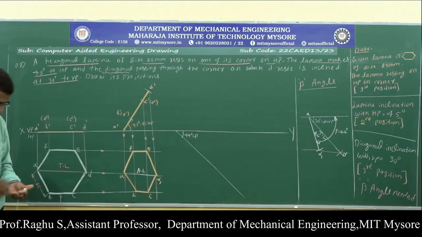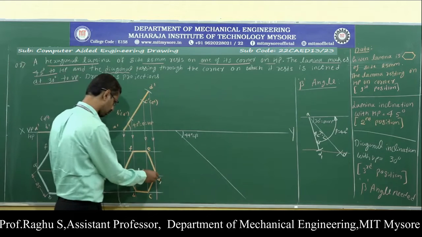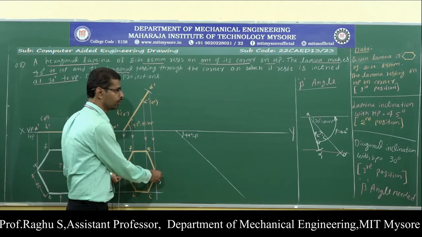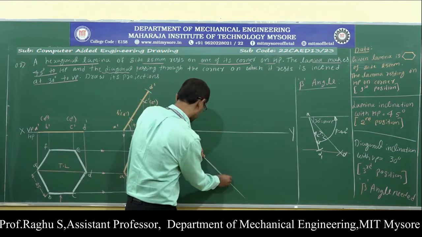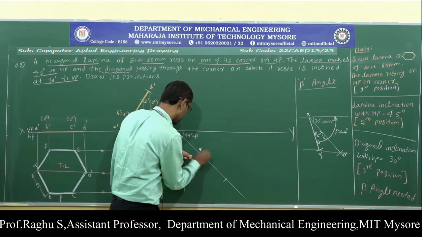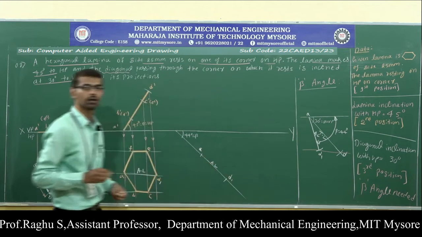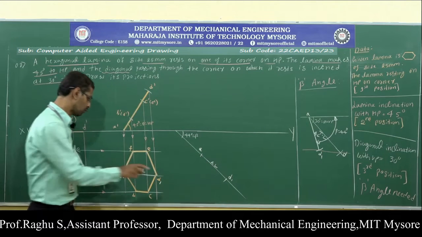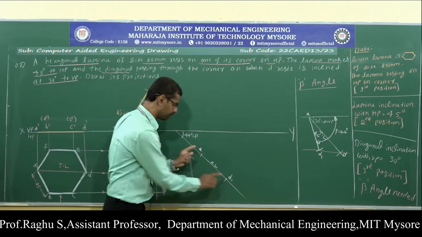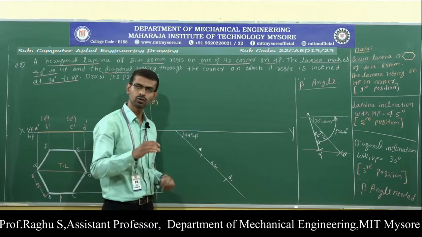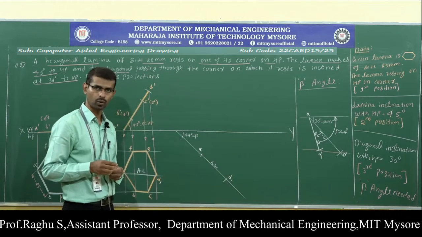So for that, first you measure this length AD1. Now fix it on the beta angle line. So AD1, this is the apparent length of the diagonal. I have fixed this length AD1 on the beta angle line. Next, you have to redraw the remaining points.